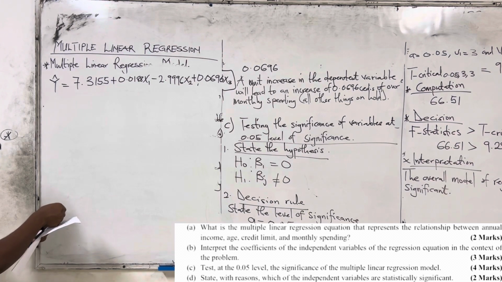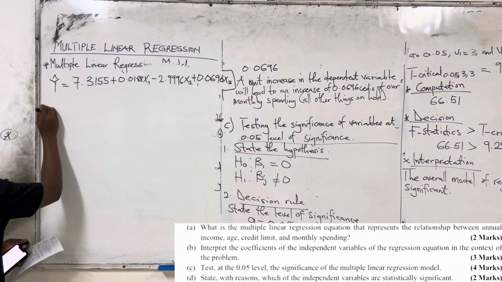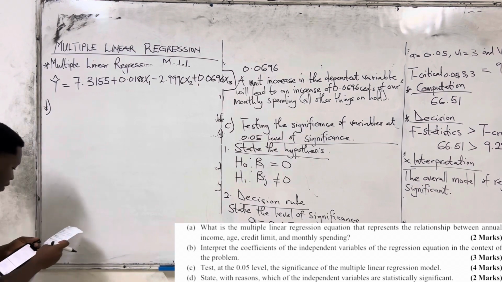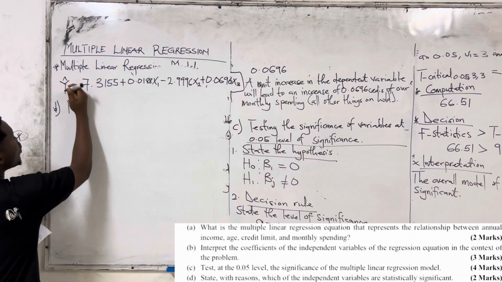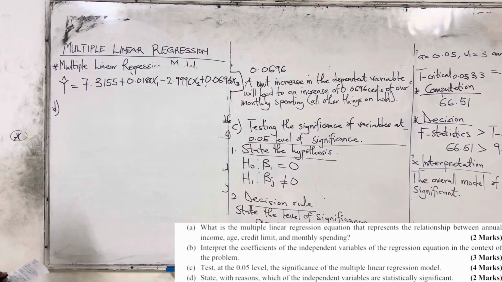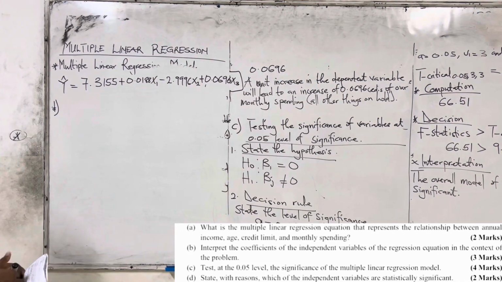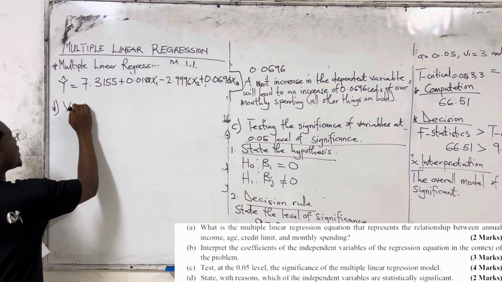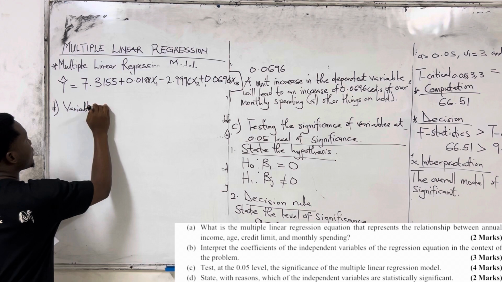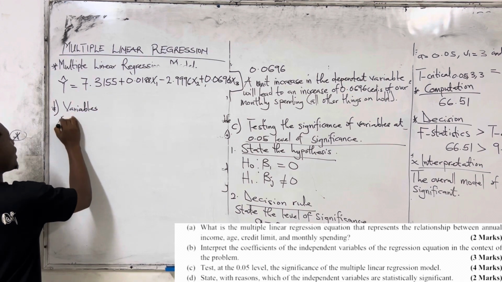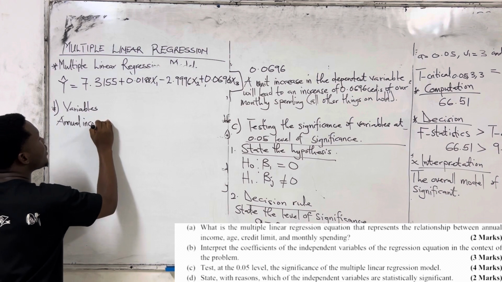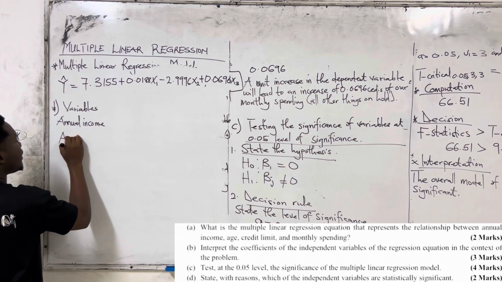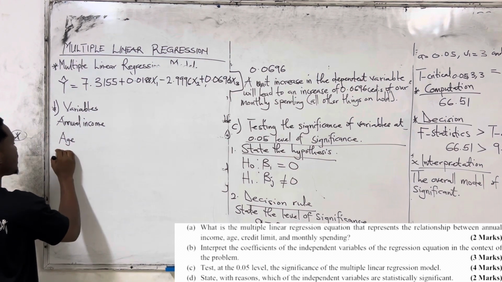So the question D: state with reason. So we have our p-values. You can even draw a table because we are coming to test all three items that have been given to us. We have our variables, which are annual income, age, and credit limits.